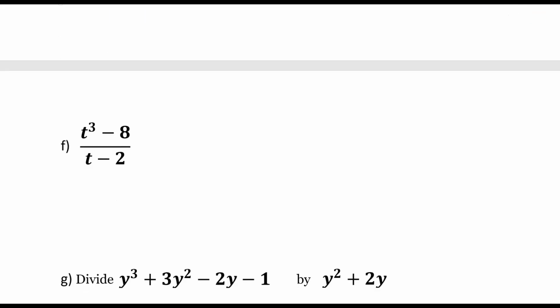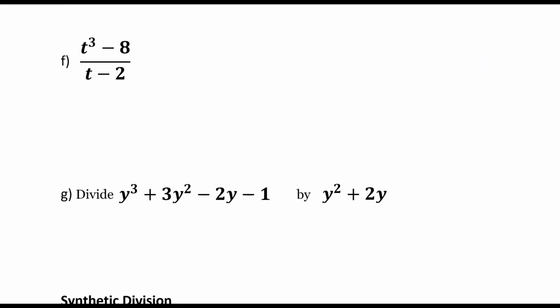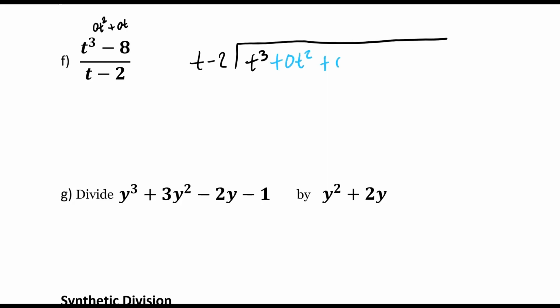All right, let's move on to this problem. T cubed minus 8 over t minus 2. We'll set it up as t minus 2 divided into what? So what terms are we missing? We're missing 0t squared and 0t. So we're going to write it in. T cubed plus 0t squared plus 0t minus 8.